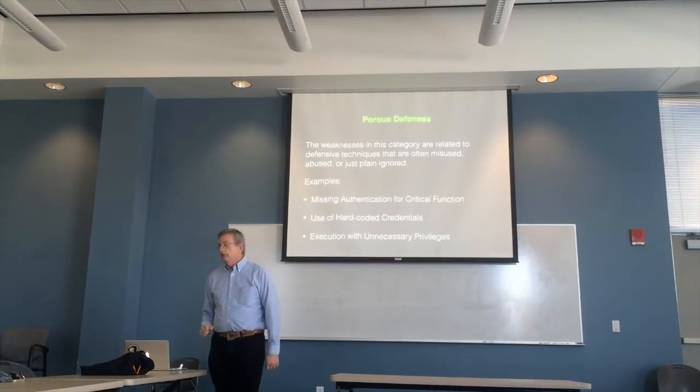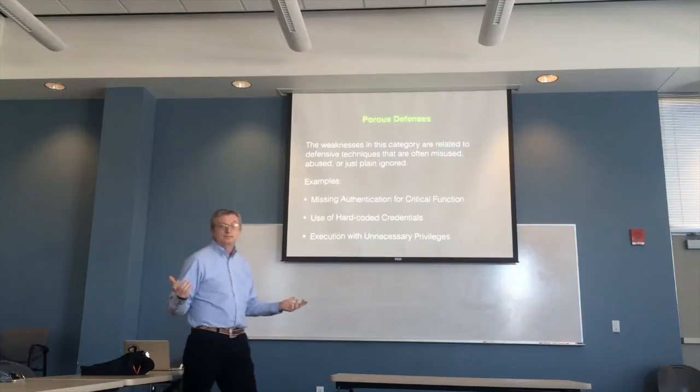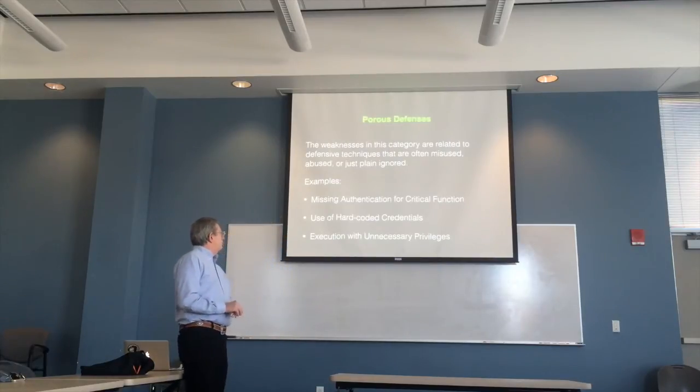And the third category is porous defense. The weaknesses in this category are related to defensive techniques that are often misused, abused, or just plain ignored. And the examples here are missing authentication for critical functions, use of hard-coded credentials. We never do that, right? Execution with unnecessary privileges. We never do that either.